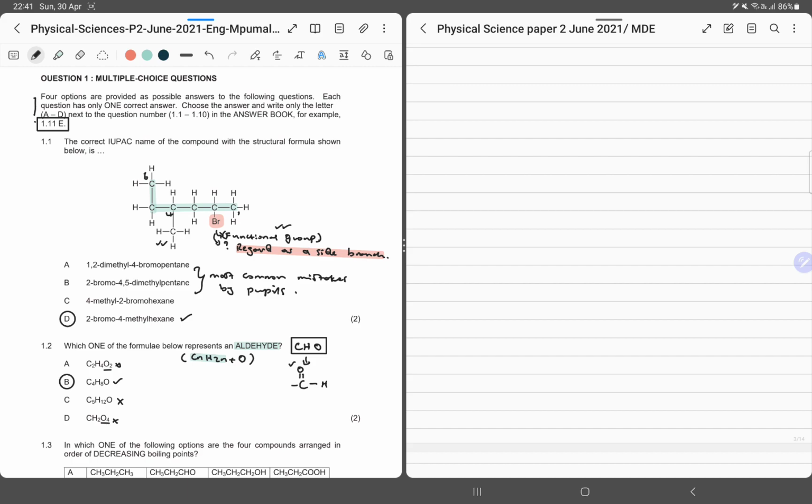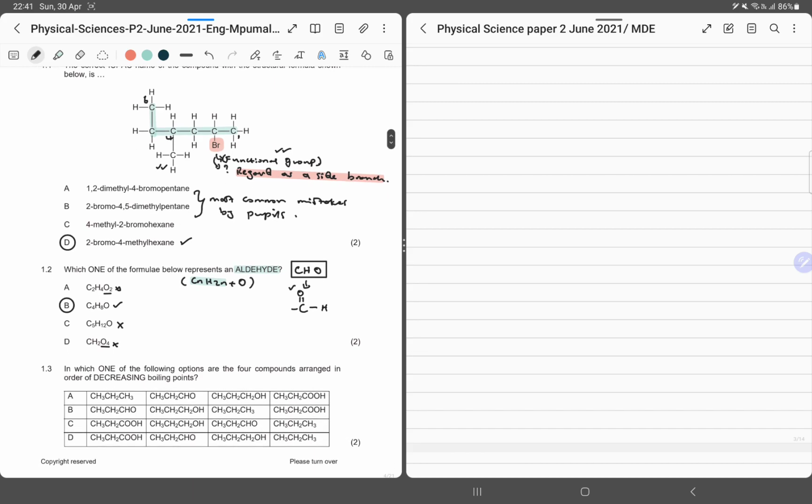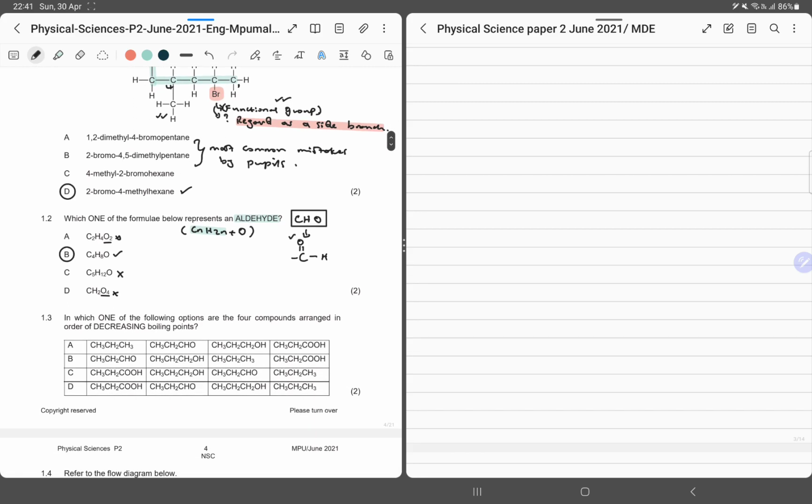Okay, so make sure you know enough to be able to make a decision. Now, in which one of the following options are the four compounds arranged in order of decreasing boiling points? So this means we are starting from the highest to the lowest. Okay, so how do we know this? Let's look at what we have here.